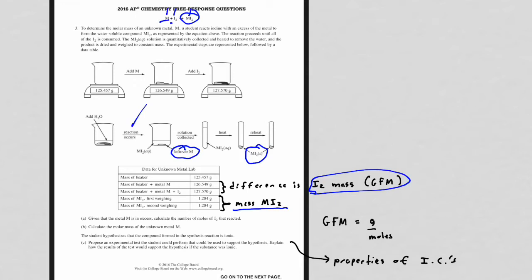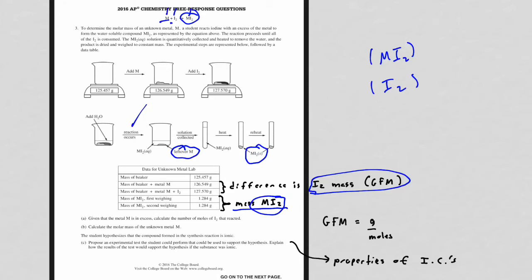So all you're going to do here is get the difference in those two numbers, convert that into moles, and make sure you use the right GFM clearly for this, because the formula is I2. All right, then it says calculate the molar mass of the metal. Remember what GFM is: grams per mole. But here's the thing: you know how many grams of MI2 you have, don't you? And you know for every 1 mole of MI2, there was 1 mole of I2. It's a one-to-one relationship, right?